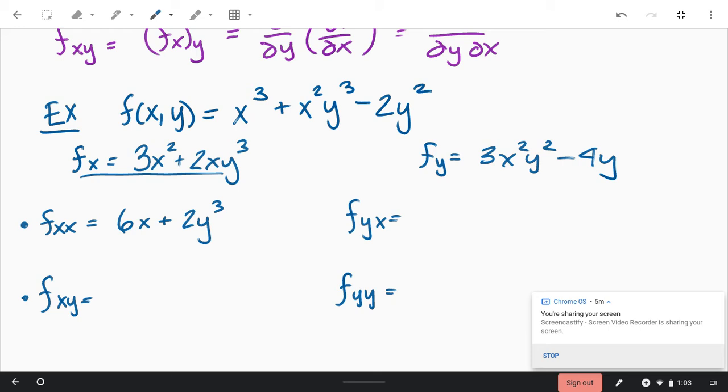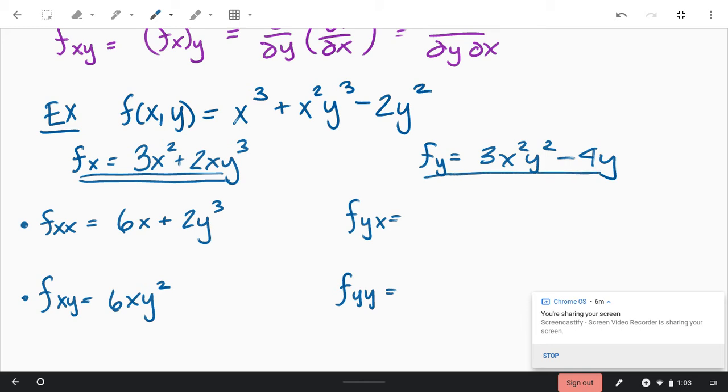Okay, and then for the second one, we would take our partial with respect to x and now take it with respect to y. So we would be taking this guy again, but treating the x's as constants. So that first term would go away. The second term would be 6xy squared. Okay. Now we're going to move over.